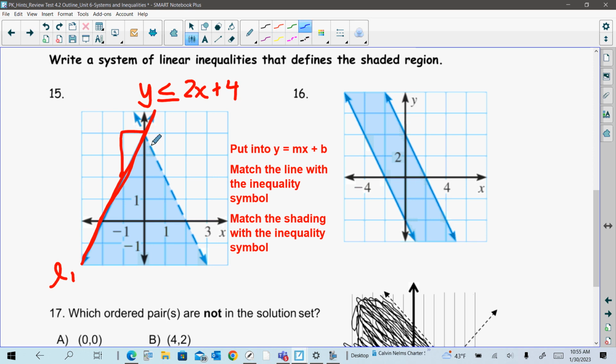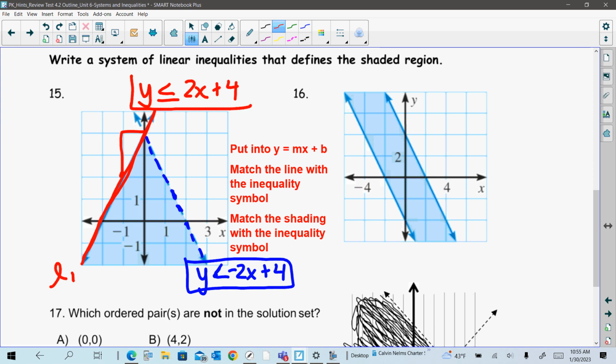Now, on the next line, it's dotted or dash. But where is the shading compared to this dash line? Where is it shaded to the line? So what symbol would it be? Yeah, it's going to be less than for that shading. So y is going to be less than. Now this slope is decreasing. So negative 2x plus 4. There's our two inequalities.